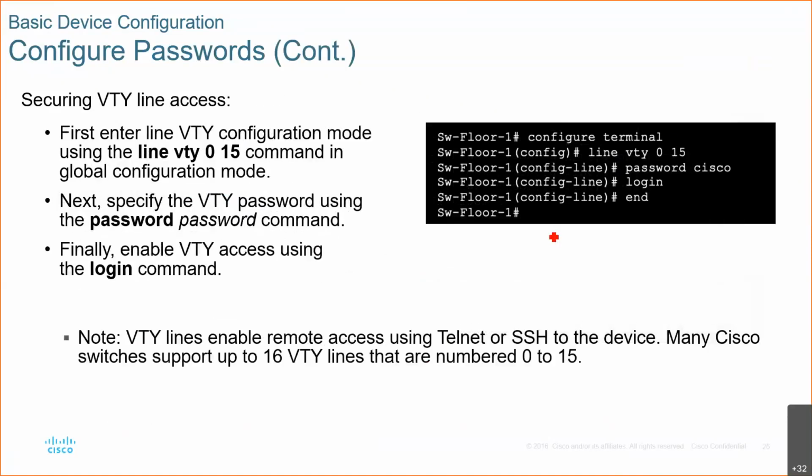Now, you can also give a line VTY password. This enables you to access through the network. Sometimes you don't want to physically connect to the router or to the switch, but you want to access it from the network. So if somebody is accessing from the network, you can give the line VTY 0 15 password. That means when they're accessing from the network, again, there will be another password associated with it.